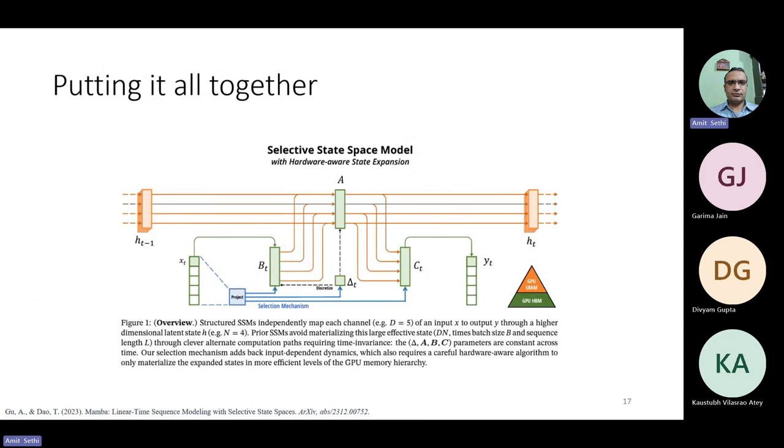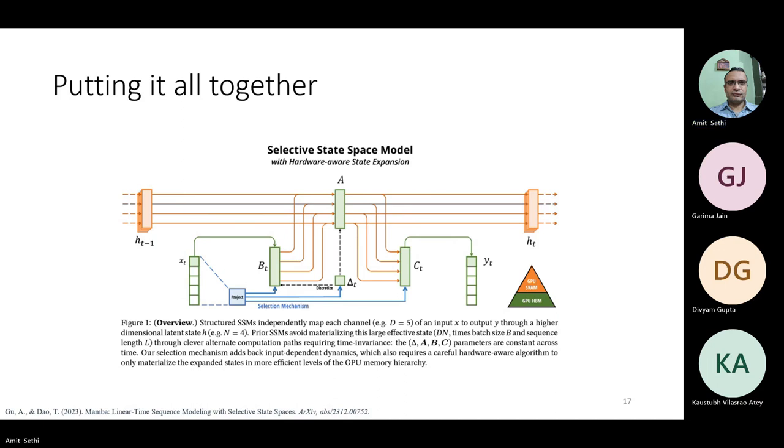The hardware-aware state expansion. The green is the slower GPU HBM, high bandwidth memory, and the orange is the SRAM. So whatever is shown in orange is what happens in the SRAM. Arrows in green are the GPU HBM. So you have the input. From the input, they linearly project three things and create three outputs: the B, the delta, which is the distribution parameter, and the C matrix. The distribution parameter creates the A and B. C is also directly projected. So these three things are now sitting in the HBM.